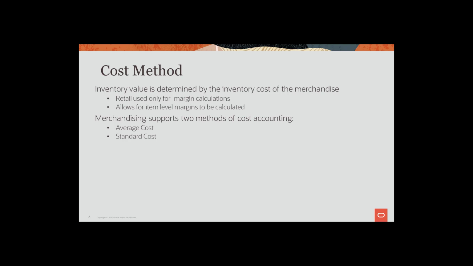Merchandising supports two types of cost accounting, average cost and standard cost. For average cost, inventory value is calculated based on a moving weighted average of receipt cost. For standard cost, this inventory value is calculated based on the current primary supplier purchase cost. We will look at each of these methods in a bit more detail.